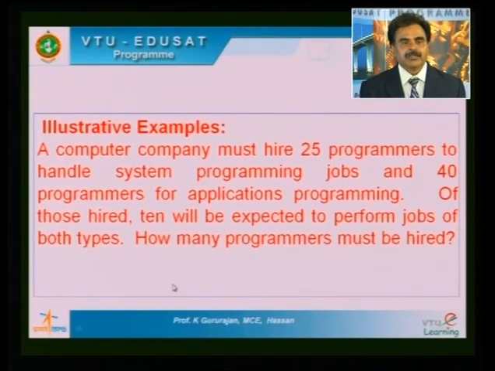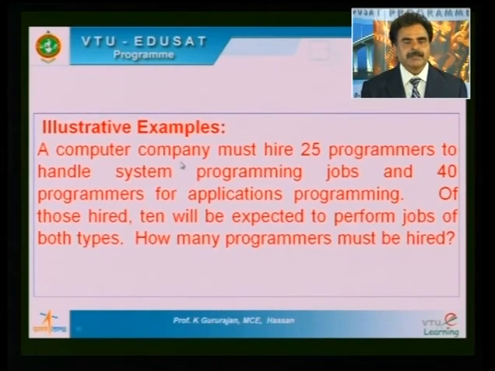Now take a look at this problem. We have a computer company. It wants to hire 25 programmers to handle system programming jobs and 40 programmers for application programming jobs. Now of those hired, 10 will be expected to perform both types of jobs. Then the question is how many programmers must be hired by the company. Understood the problem?